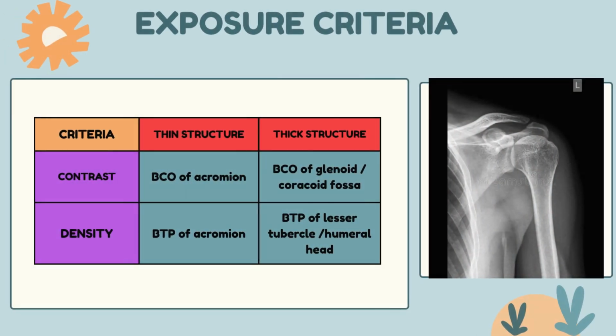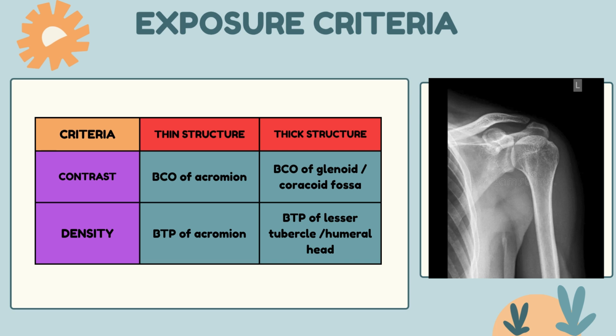Now we will discuss the exposure criteria for this projection. If it is in good contrast, it should demonstrate thin structures of the bony cortical outline of the acromion and thick structures of the bony cortical outline of the glenoid or coracoid fossa. If it is in good density, it should demonstrate the thin structure of the bony trabecular pattern of the acromion and the bony trabecular pattern of the lesser tubercle or humeral head. If all of these criteria are shown in a radiograph, it shows adequate exposure.